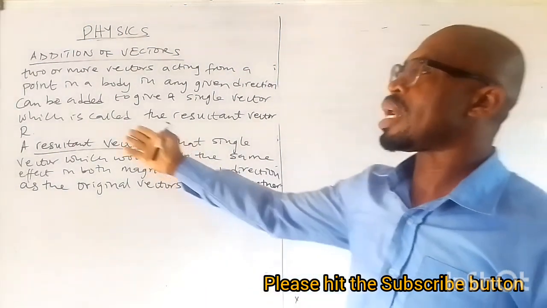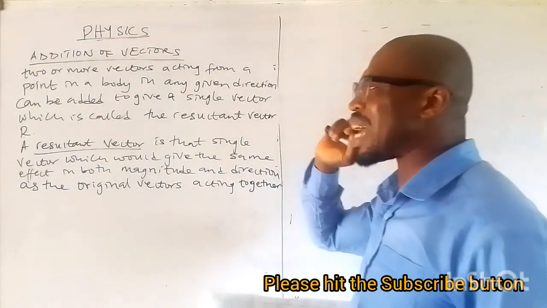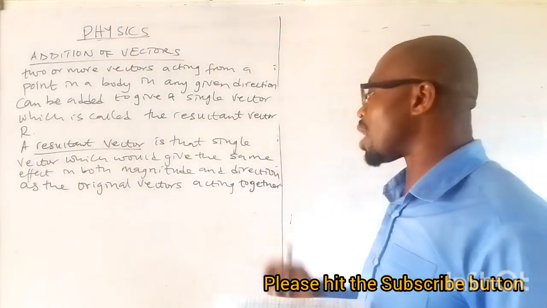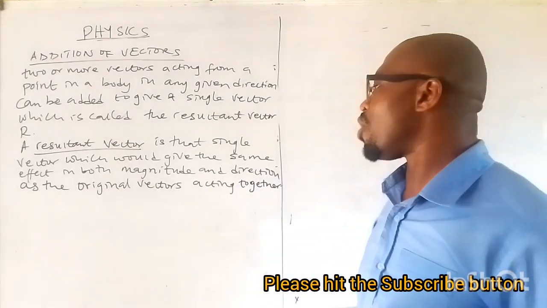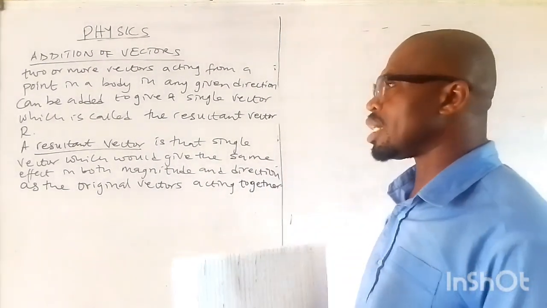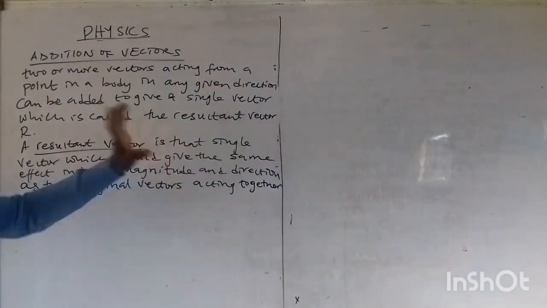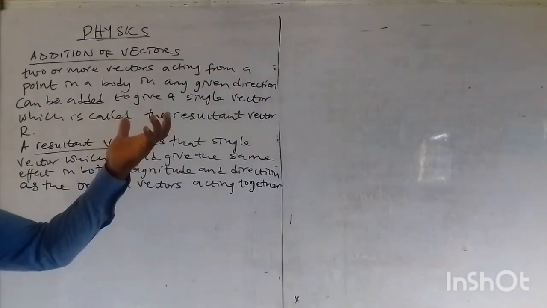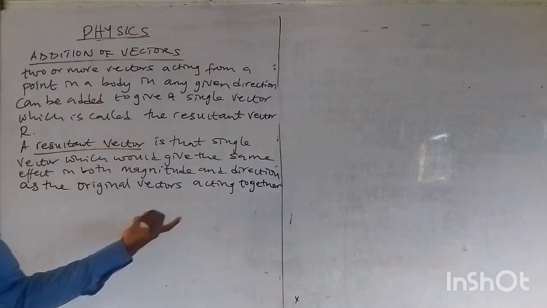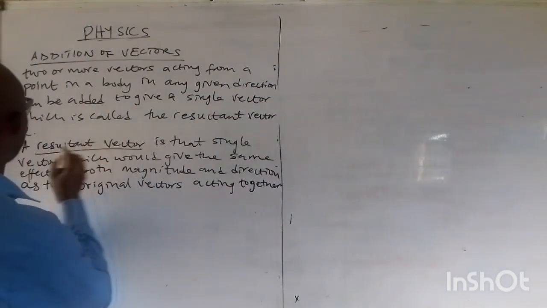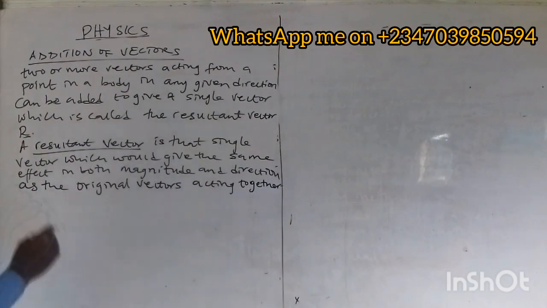Now we can say that a resultant vector is that single vector which would give the same effect in both magnitude and direction as the original vectors acting together. Of course, this is just a single vector. It is like adding two vectors to give one vector.